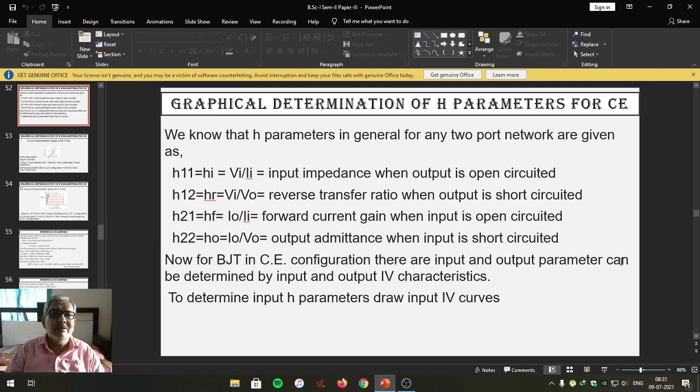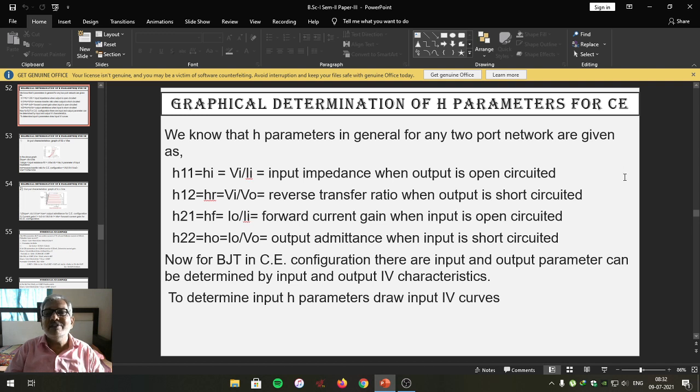Friends, today we are going to study the next subtopic, that is known as graphical determination of H parameters, especially for BJT in common emitter configuration.